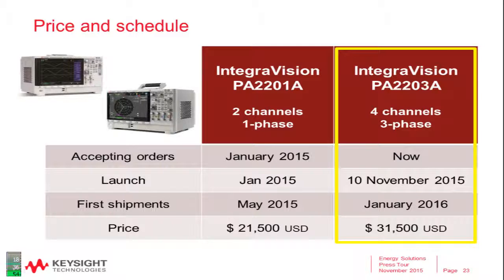And you can see the US price. If we compare this to the previous version, the PA2201, that's a 2-channel product, whereas this is 4 channels. This is suitable for 1-phase, this one's suitable for 3-phase AC power. This came out last year, it's been shipping now for a few months, and the customers who have this product are very happy with it, and they're looking forward to having a 4-channel version, which is why we're launching this product.